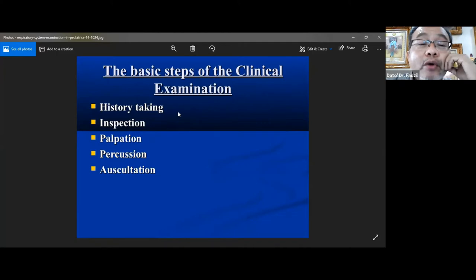So the basic steps of clinical examination are inspection, palpation, percussion, and auscultation. I'm not going to talk about it; I already talked about it a few days ago. In any examination, the steps in your mind are always like this: inspection, palpation, percussion, auscultation. But in practice in children, sometimes you have to adapt and take the opportunity before it is gone. Sometimes you have no choice. After inspection, you auscultate first, because the child can cry after that, and it is very difficult to listen to the lung when the child starts to cry.